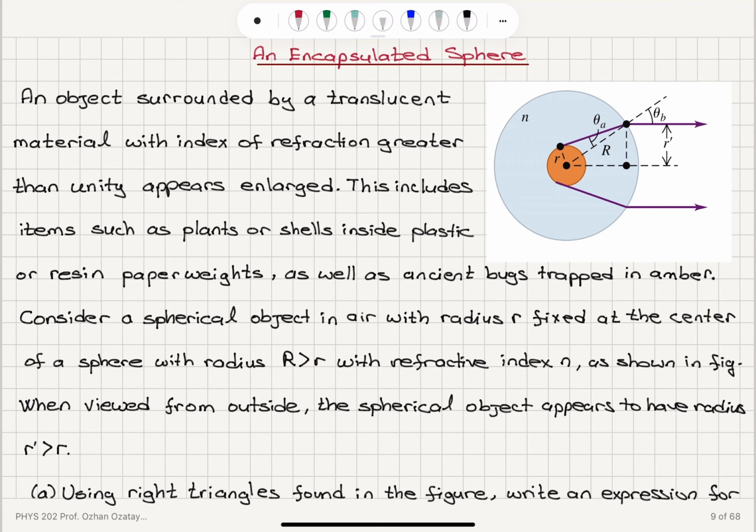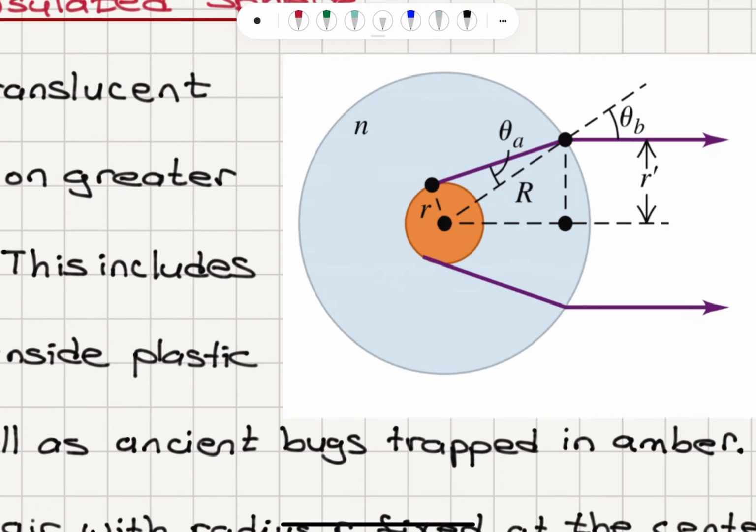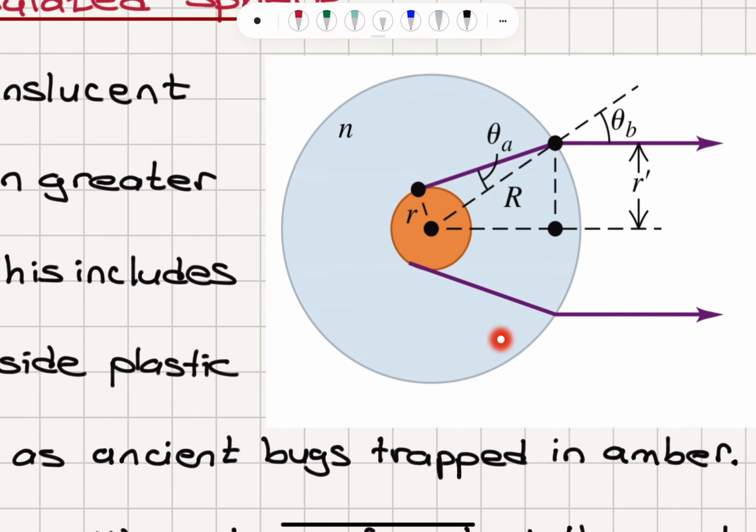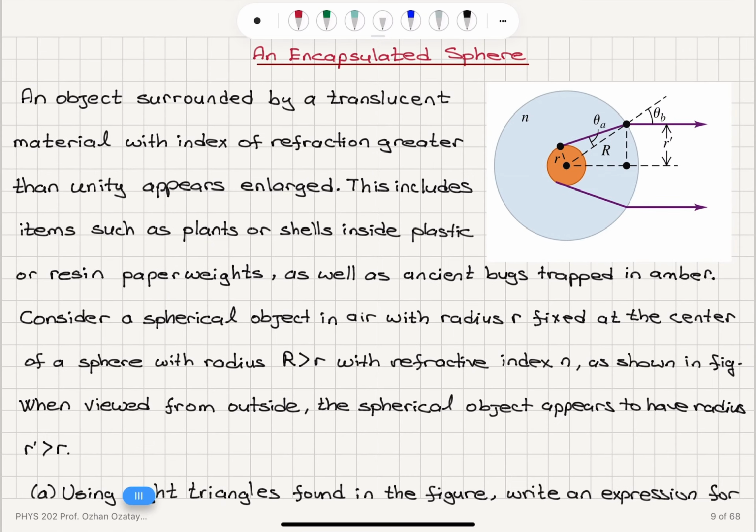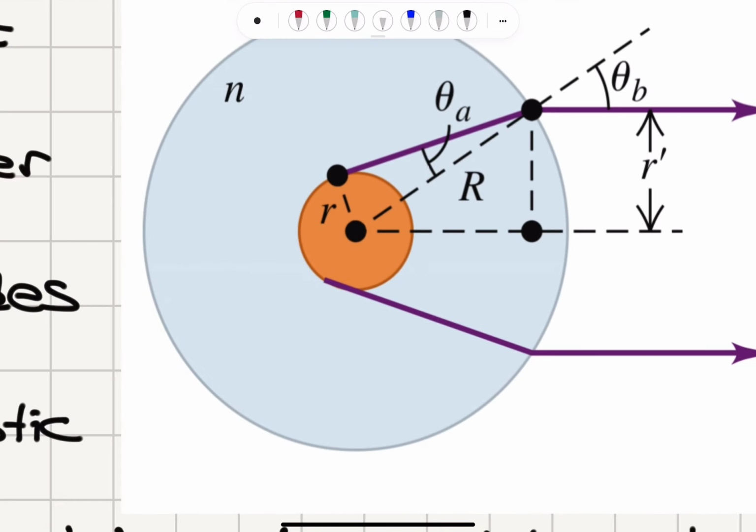Consider a spherical object in air with radius r fixed at the center of a sphere with radius capital R greater than r with refractive index n as shown in the figure. So this has radius capital R greater than radius r. So this has index of refraction n. When viewed from outside, the spherical object appears to have radius r prime that is greater than r.